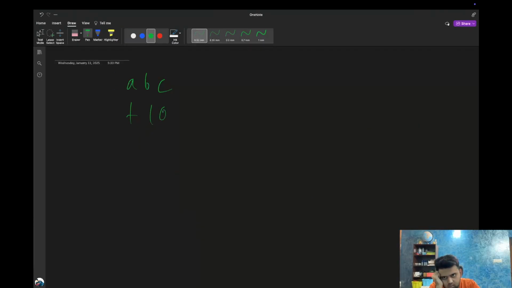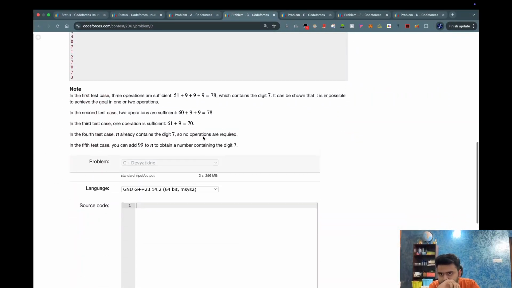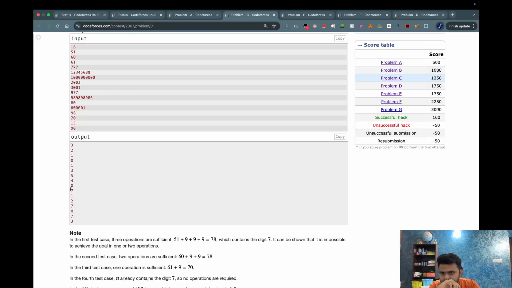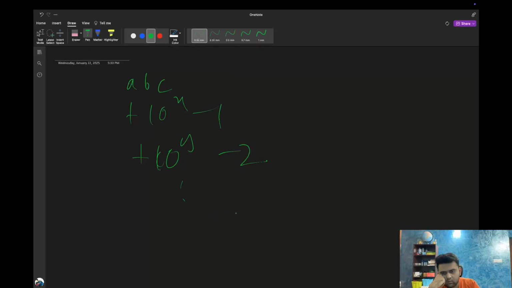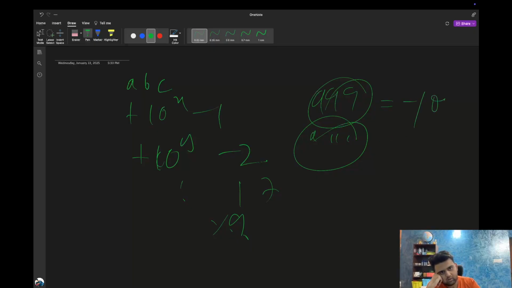ABC plus 10 power x minus 1 plus 10 power y minus 2, and so on. So one thing to note here is axis was 7 times. So when was this 7 times being used? 15. So 17 is not possible. 99. Well, it won't change this number mod 9. This is what? Minus 1 mod 10.